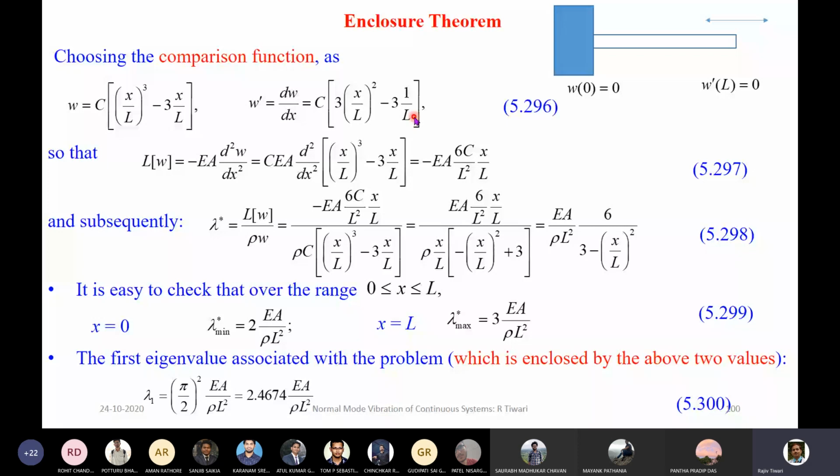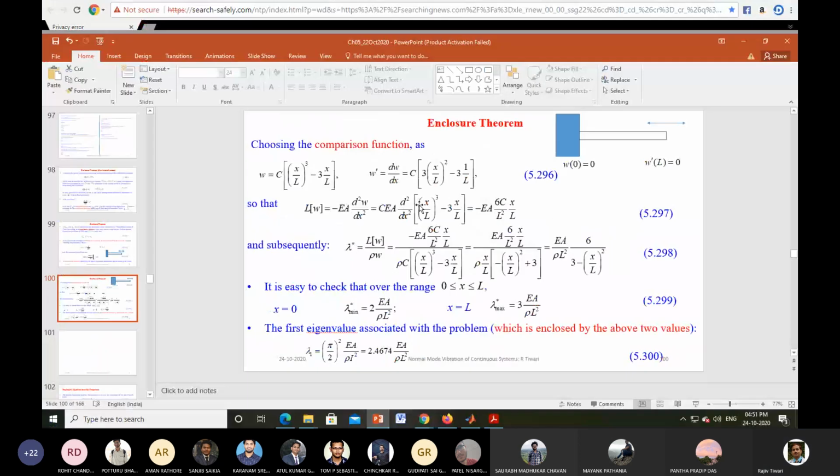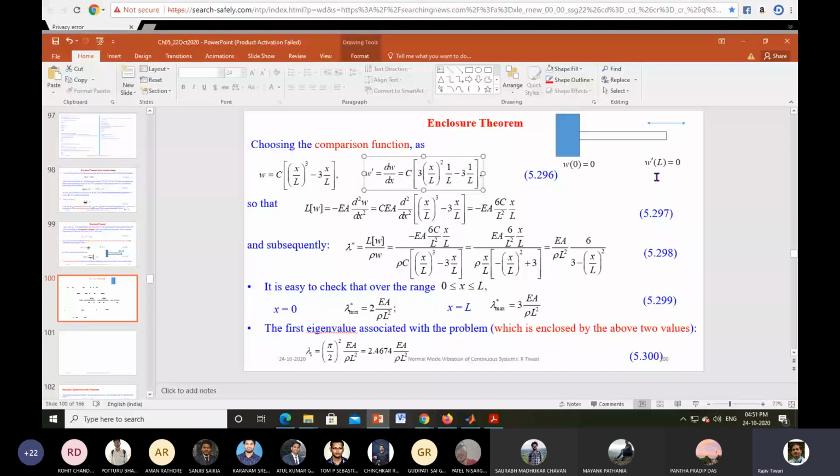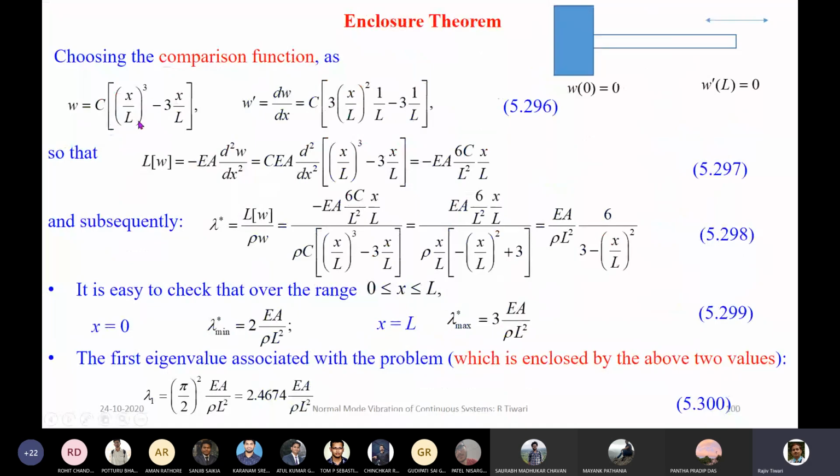At x is equal to L, if we put, we will see that, I think this should be L square. This should be L cube. There should be one more L here. Yeah, because here L cube is there. So if we put x is equal to L, this will give 0. So that means it is satisfying this boundary condition as well as this boundary condition.